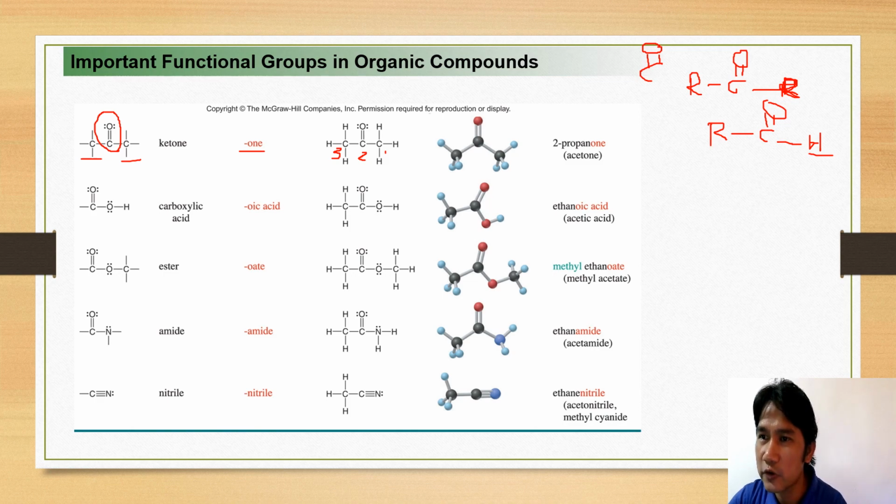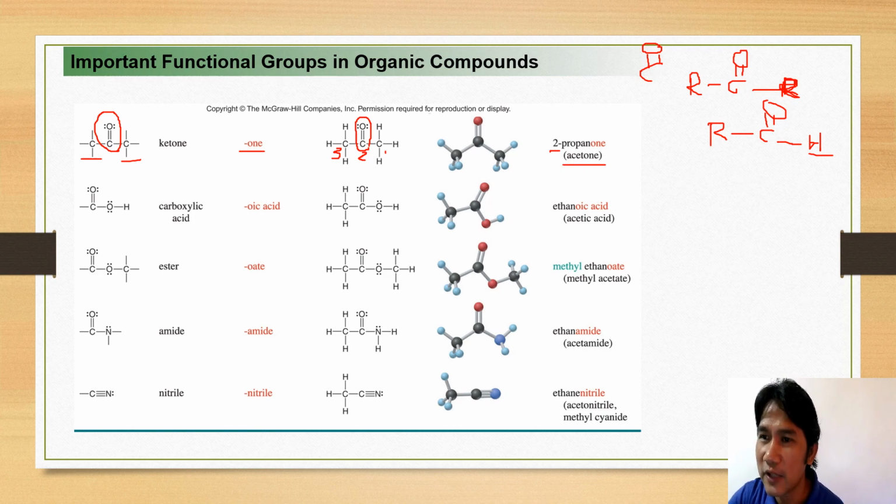The root is prop, or propan. And this is our functional group, remember? The functional group is on carbon number 2. So you say 2-propanone, 2 because the functional group is on carbon number 2. And the common name is acetone.